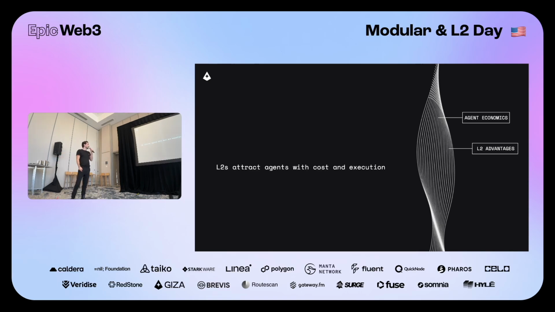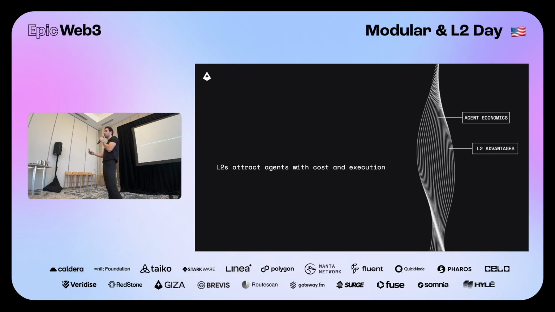The first part is that agents are looking for efficient execution environments, because every single cost that they incur has a huge impact on the potential profitability of the agent. So when an agent is looking for the right environment, it is always going to opt for the path that gives it the least cost.